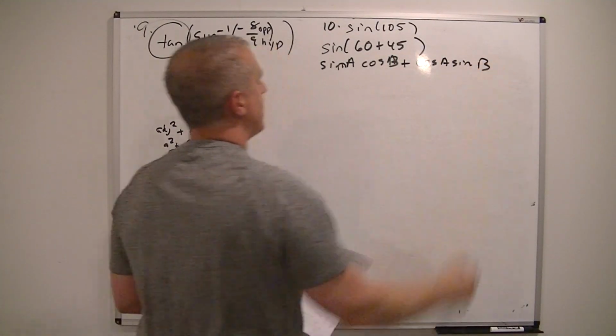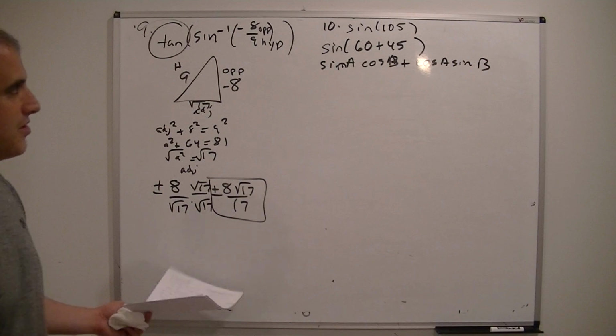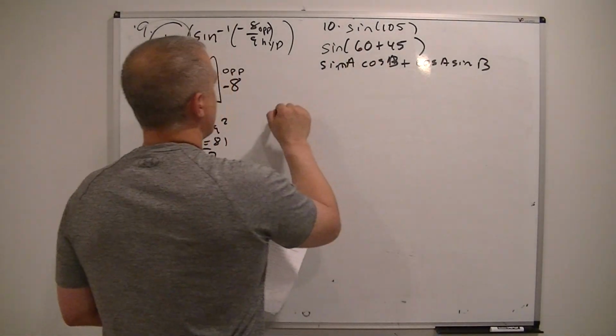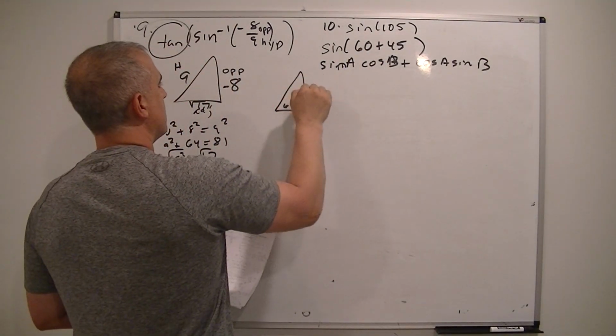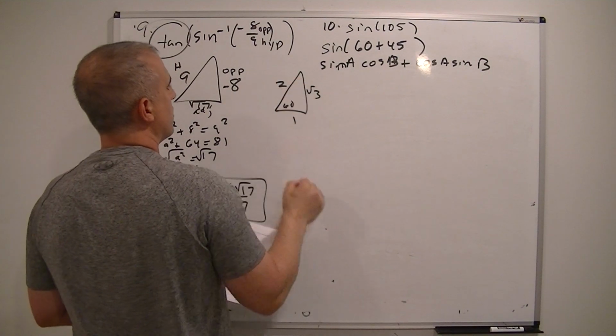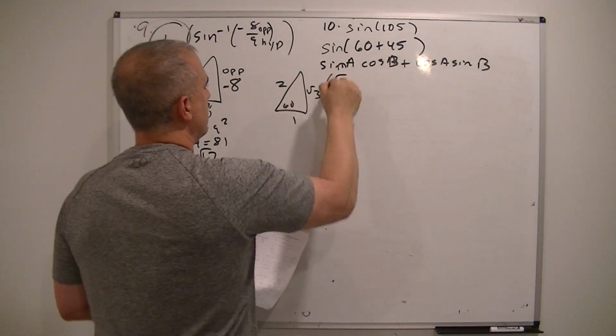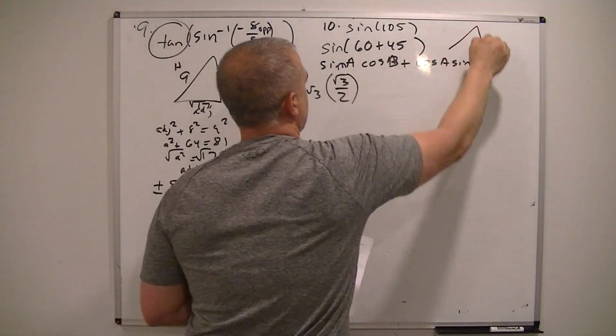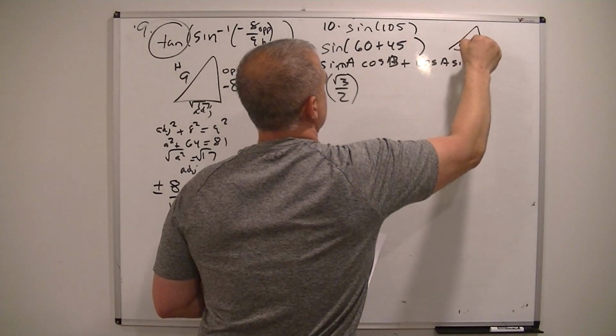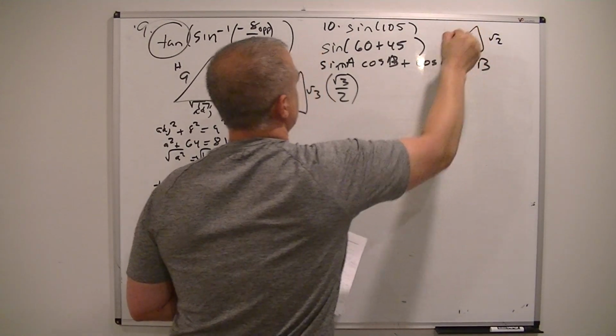Okay, so now I've given you that. If you want to work through it, pause the video, you can. The idea with the 60-degree triangle would be that, so it'd be square root of 3 over 2. All right, the 45-degree triangle, square root of 2, square root of 2, and 2.